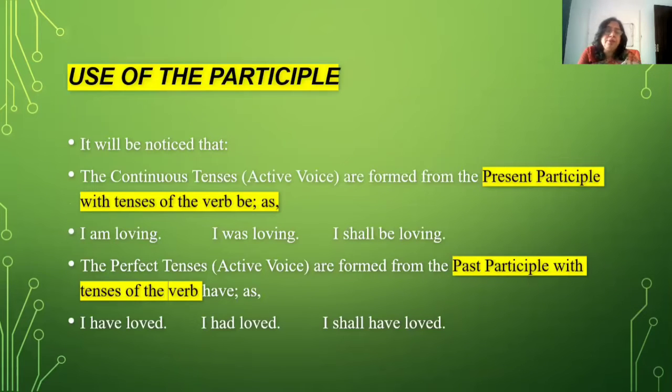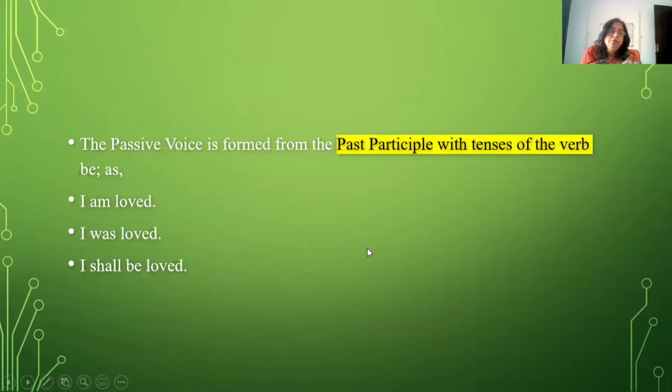Now the use of the participle. It will be noticed that the continuous tenses, that is active voice, are formed from the present participle with tenses of the verb be, as I am loving, I was loving, I shall be loving. The perfect tenses, active voice, are formed from the past participle with the tenses of the verb have. For example, I have loved, I had loved, I shall have loved. The passive voice is formed from the past participle with tenses of the verb be. For example, I am loved, I was loved, and I shall be loved.